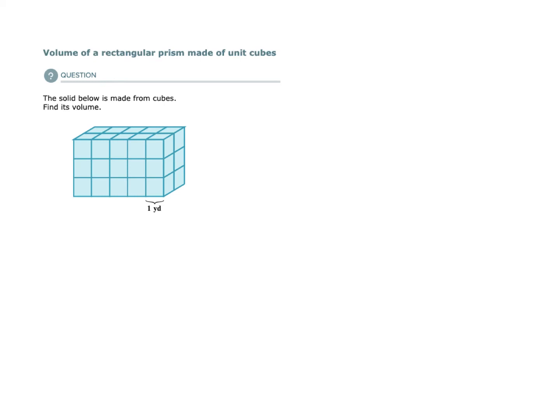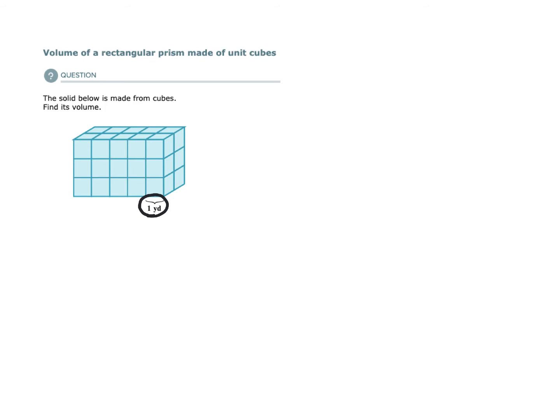Today we're going to be investigating the volume of a rectangular prism made of unit cubes. This question is asking us to find the volume of its solid based on these cubes, and we're given a clue. That clue is that each cube is worth 1 yard on one side.